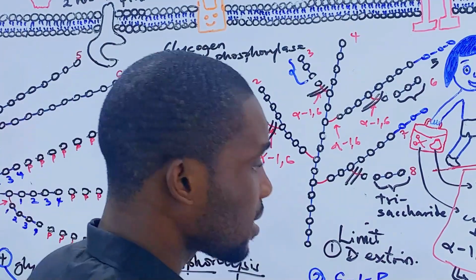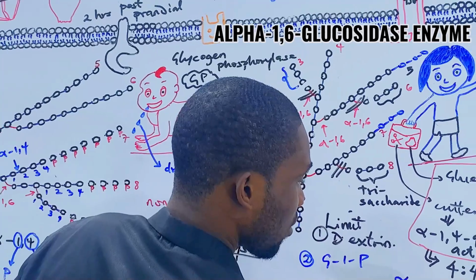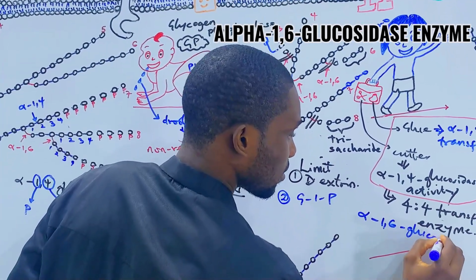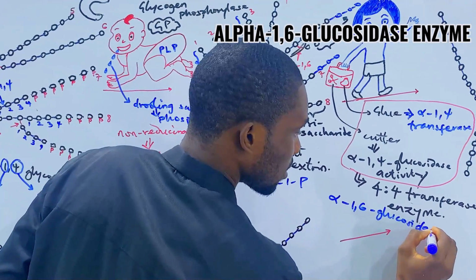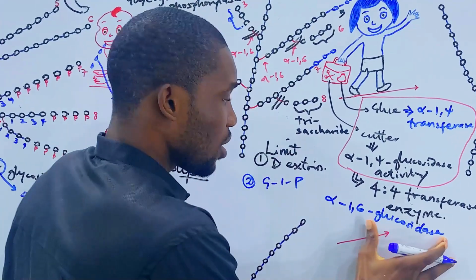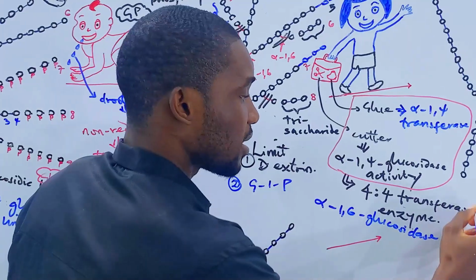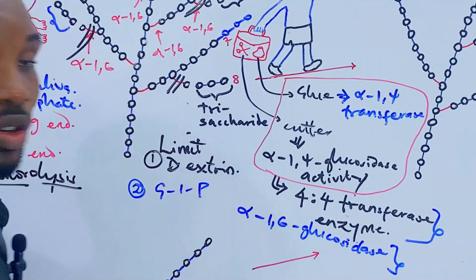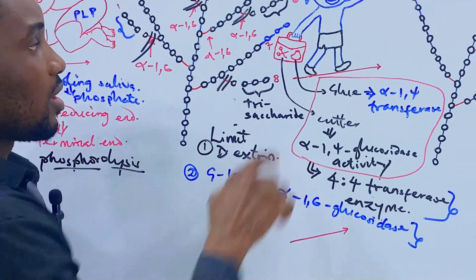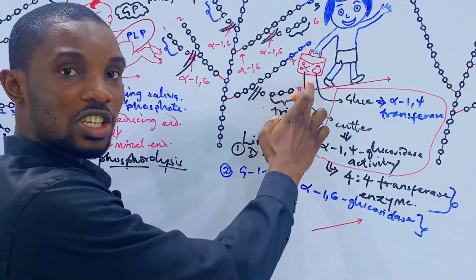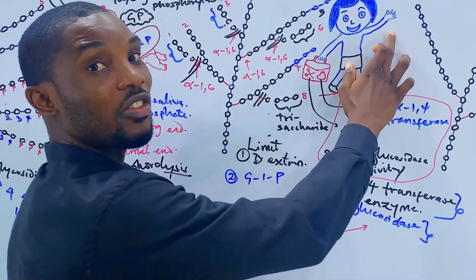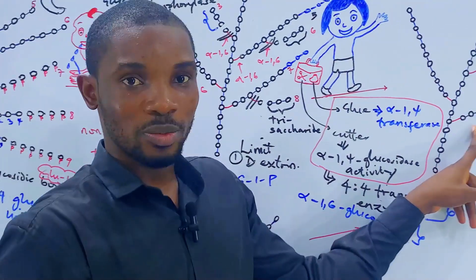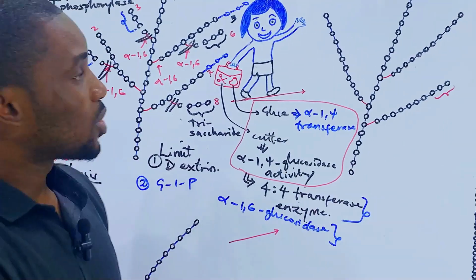So mother also has the alpha 1,6 glucosidase enzyme. You can see that mother has two enzymes. That's the 4,4 transferase enzyme and the alpha 1,6 glucosidase enzyme. She uses this hand for 4,4 transferase and uses this hand for alpha 1,6 glucosidase. And this is what mother forms. This molecule over here is what mother forms.